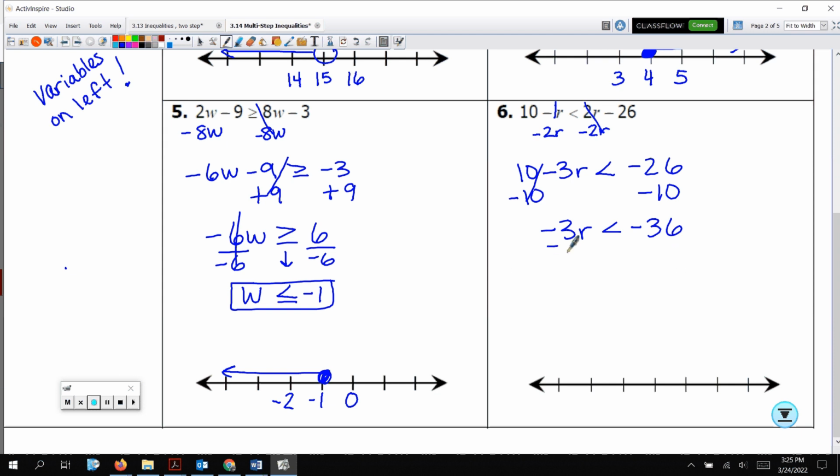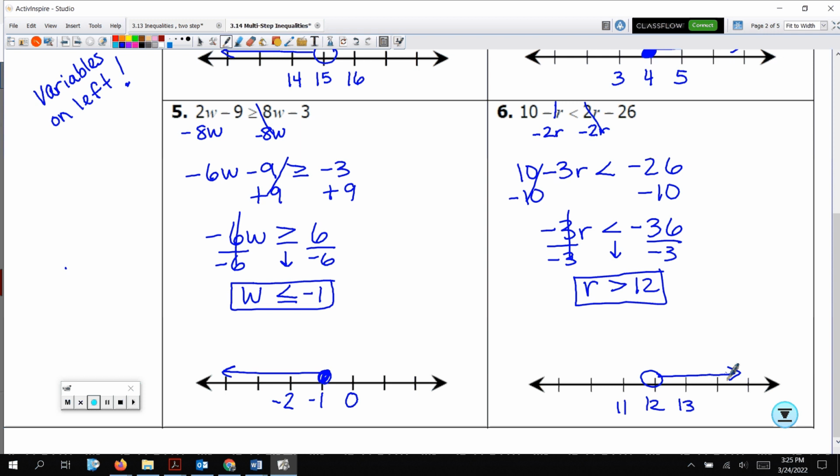Now I need to divide by negative 3. Flip that symbol. This cancels. I have my R. Negative 36 divided by negative 3 is positive 12. 12, 13, 11. It's an open circle at 12, going to the right.